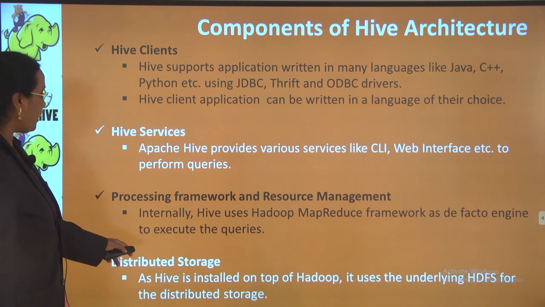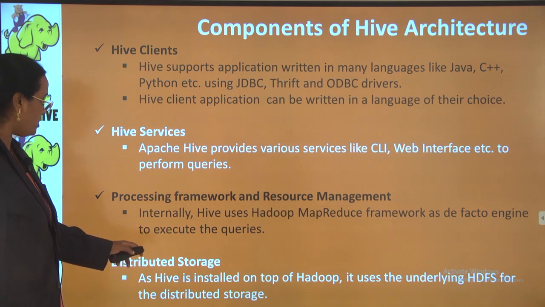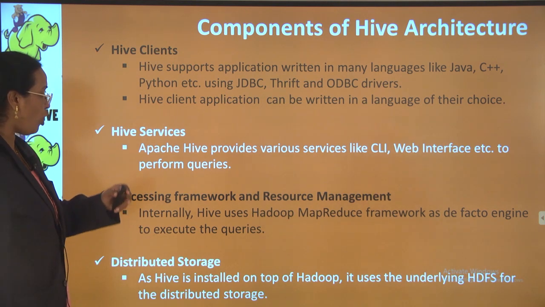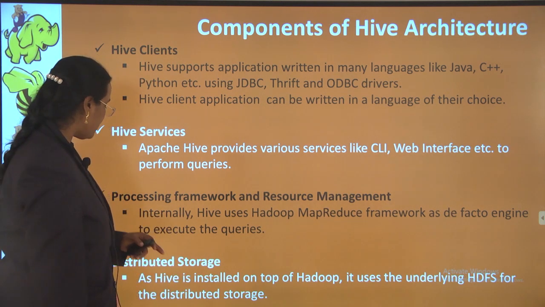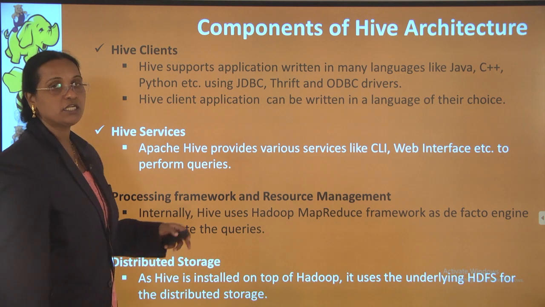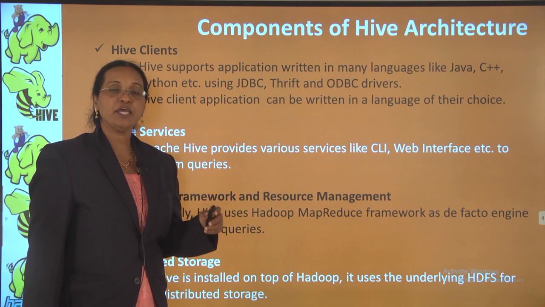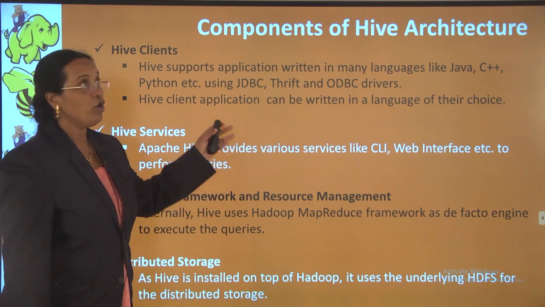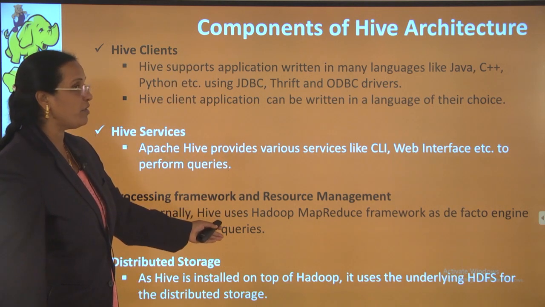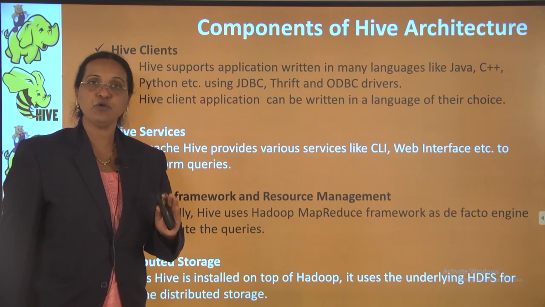And the last component of the Hive architecture is called a database, or distributed storage. As Hive is installed on top of Hadoop, it uses the underlying HDFS for distributed storage. So as Hive is installed on top of Hadoop, you can make use of HDFS data to perform queries using the Hive query language. So these are the 4 important components of Hive which we have seen through the Hive architecture too.